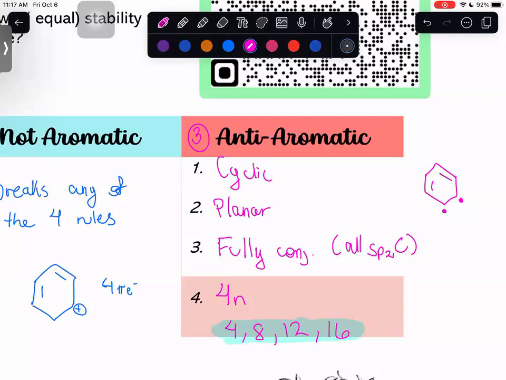Okay, now, really quickly, let's go through the requirements. The molecule is cyclic, it's planar. Is it fully conjugated? Exactly. The radicals, remember, radicals are sp2. So everything in that molecule is sp2, which means that it's fully conjugated. So we have the third requirement. Now, very last requirement, how many pi electrons do we see in total?